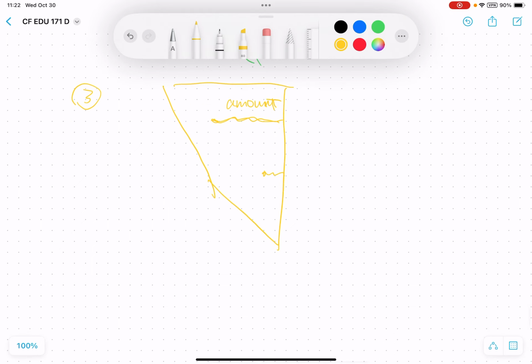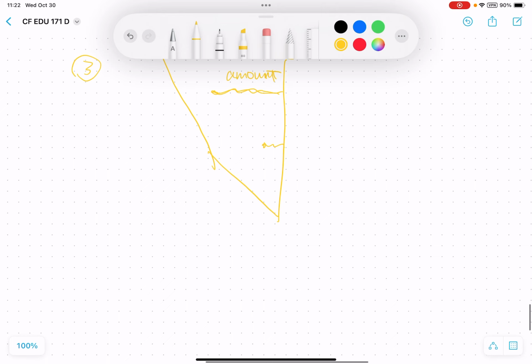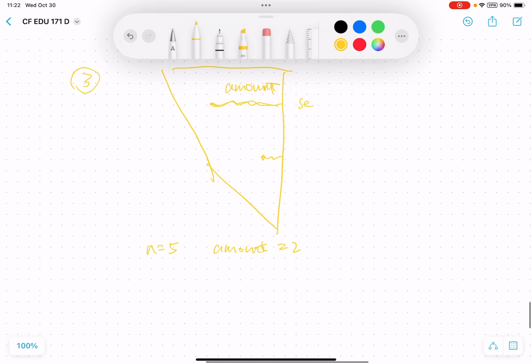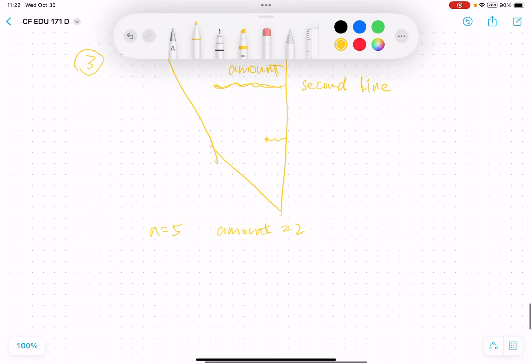Let's take an example. It's easy to understand how to solve this problem. Let's make n plus 5 and amount plus 2, and this is the second line in this triangle. It will be this line. The elements in this line will be S22, S23, S24, and S25. This is the second line.